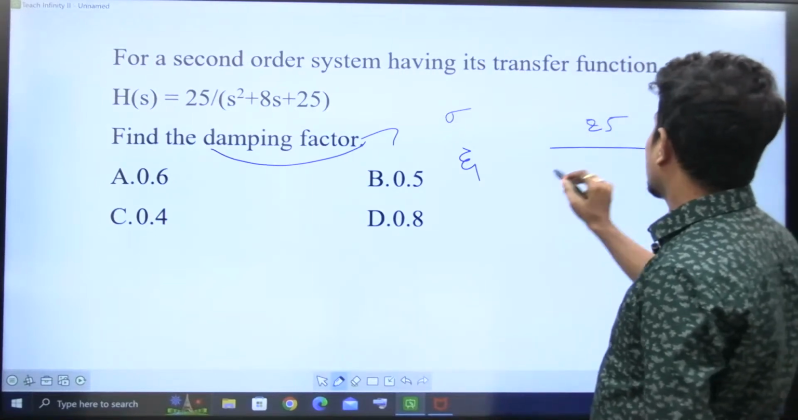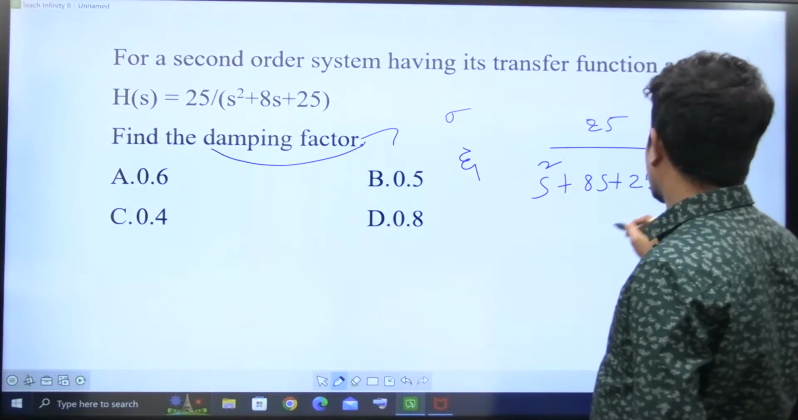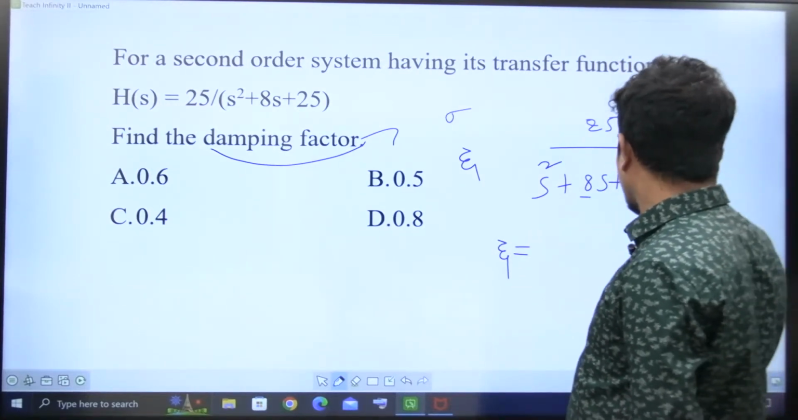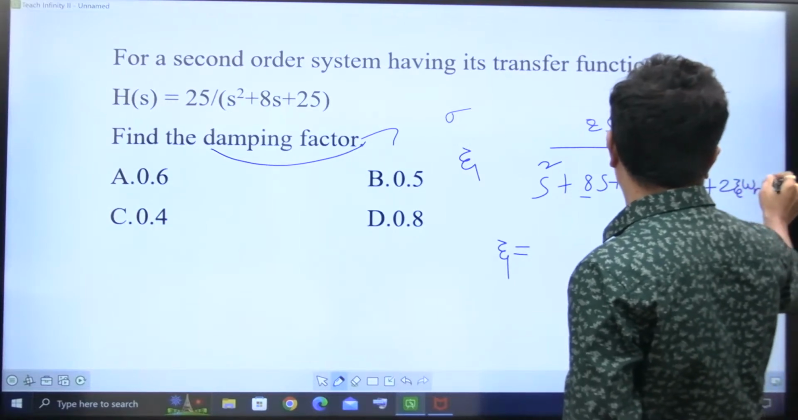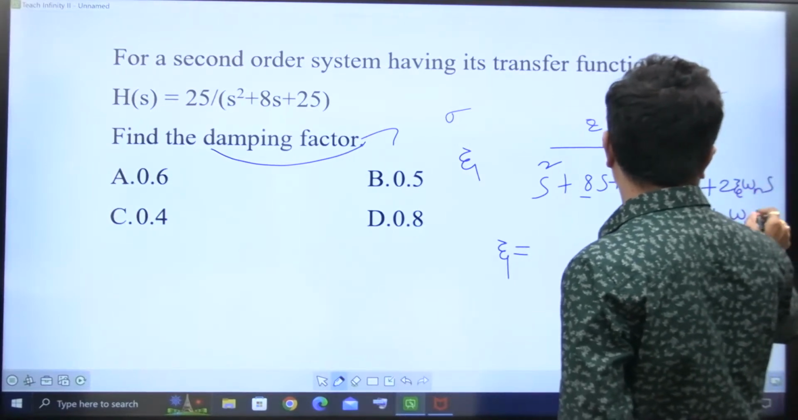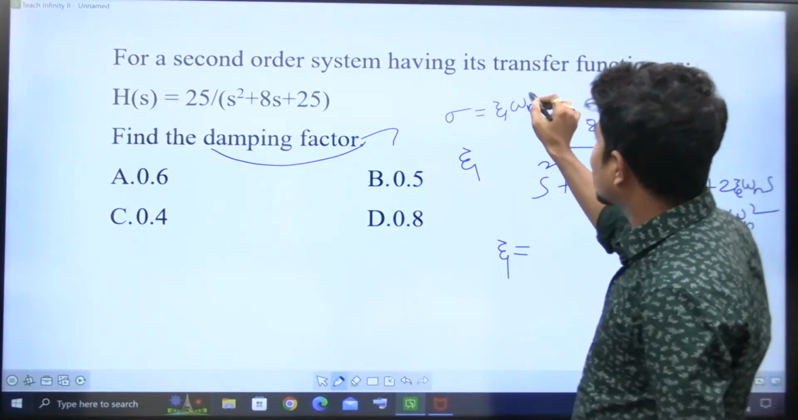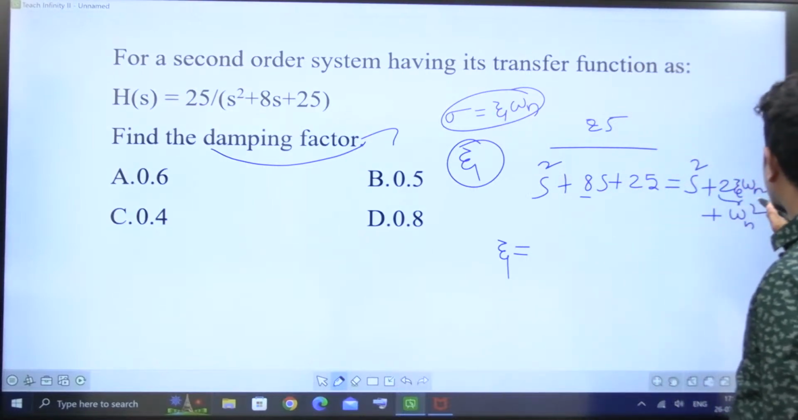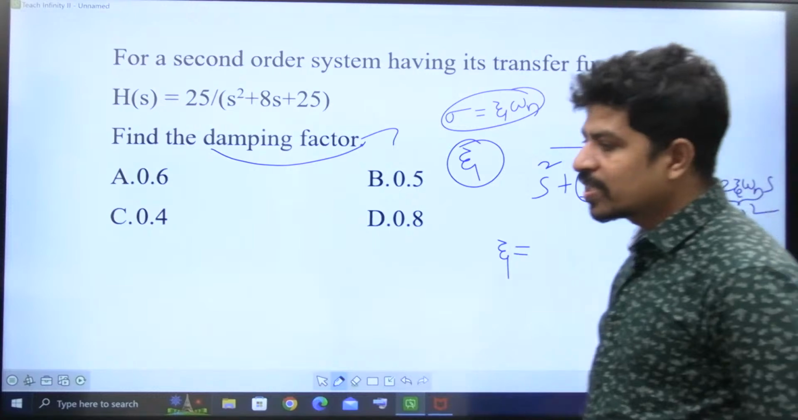25 by s square plus 8s plus 25. Now, damping ratio zeta is equal to B. You can compare this one with s square plus 2 zeta omega n s plus omega n square. Sigma means zeta omega n. This is damping factor. This is damping ratio. In place of 2 zeta omega n, how much is there? 8 is there. Then 1 zeta omega n will be 4 only.